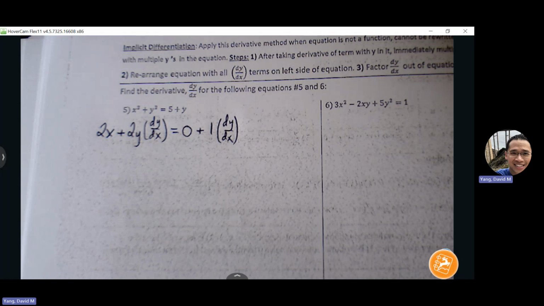Okay, so now I'm just going to add and subtract in a way where my dy dx terms can sit together on the left side, and then the non-dy dx terms on the other side, so that I can factor dy dx out.